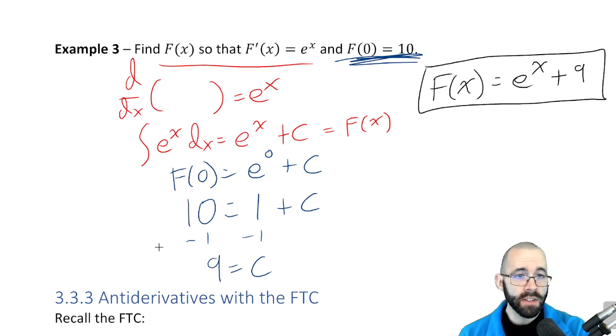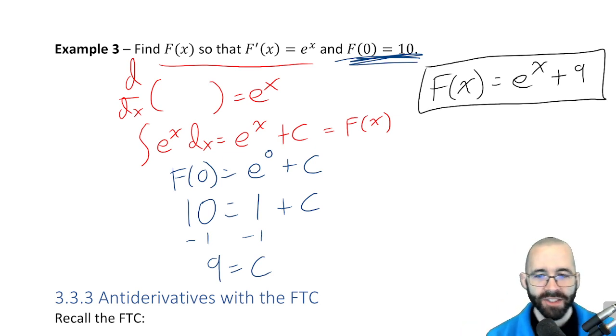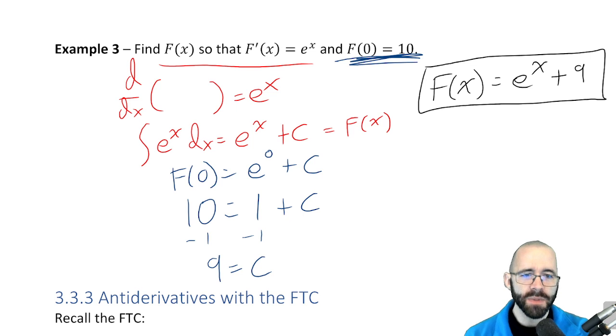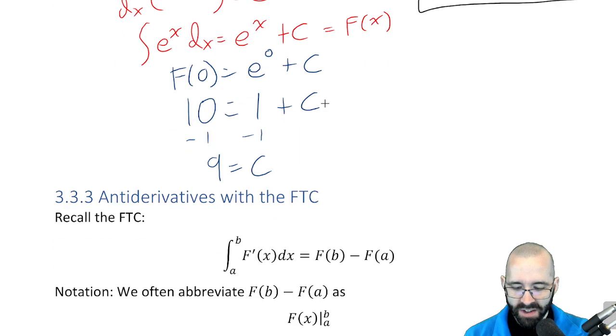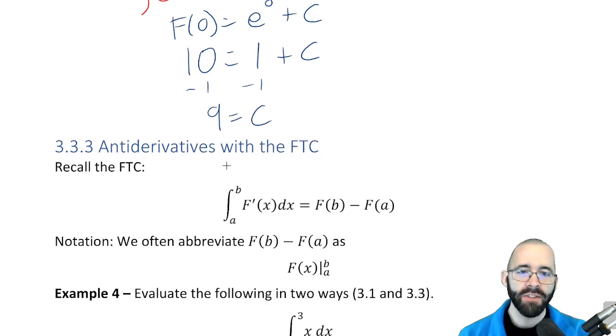And you could check your answer, because if you took the derivative, you would get e to the x. And if you check this condition, you'll get 10. So that's how we can know this is our answer. Let me know if you have questions about any of these problems, and we will have some more fun fundamental theorem of calculus in the next video.